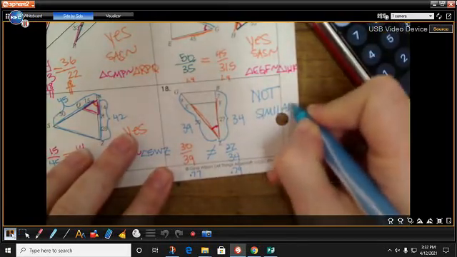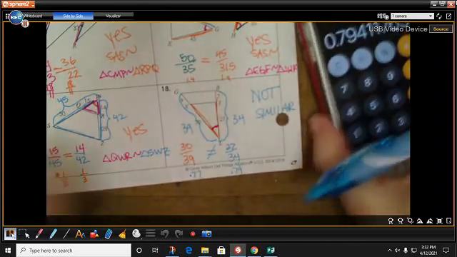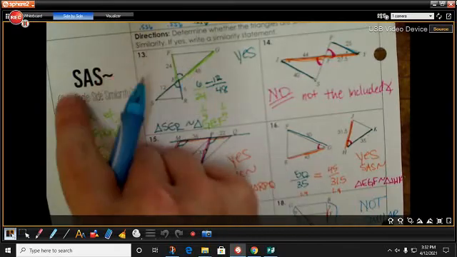And that's what you're going to be doing. Remember, your three ways to prove triangles are similar are side angle side similarity, side side side similarity, and angle angle similarity.